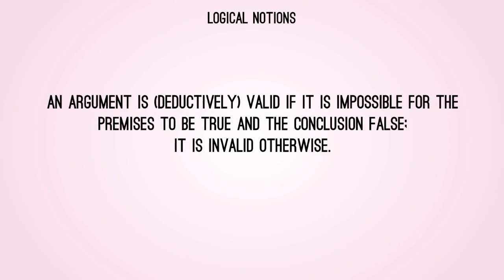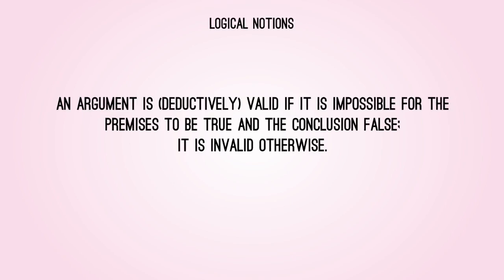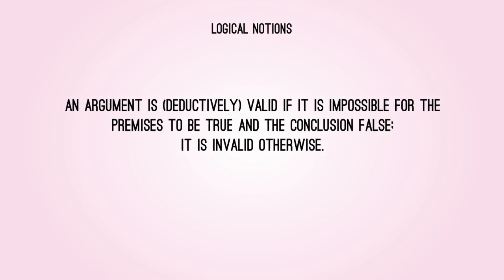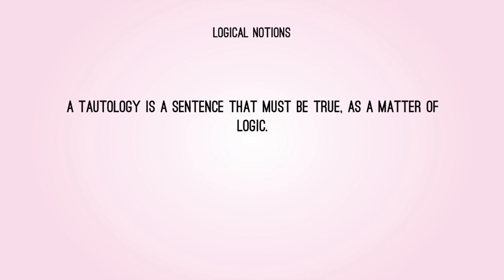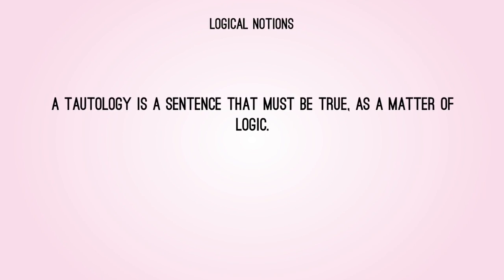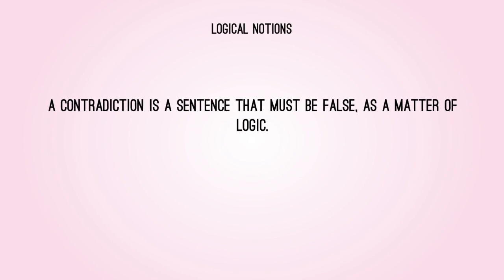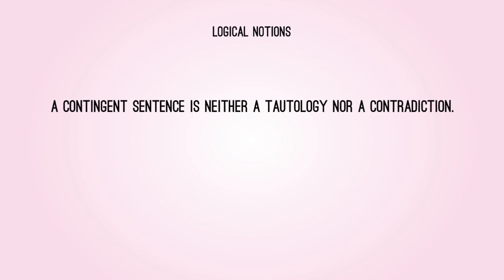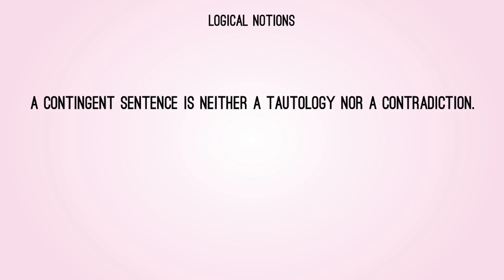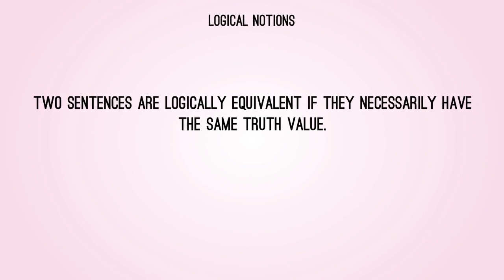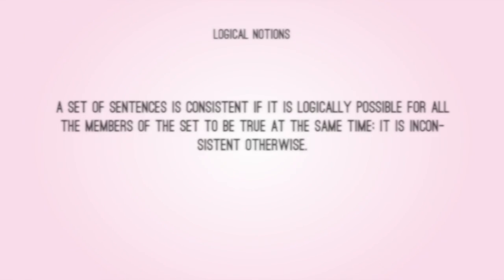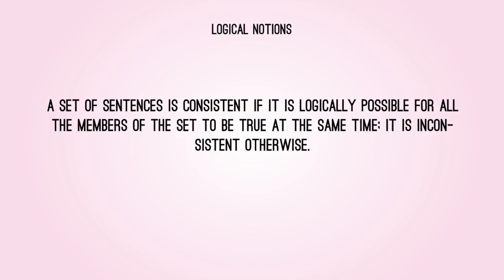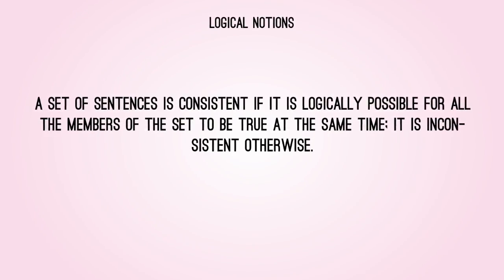Logical notions. An argument is deductively valid if it is impossible for the premises to be true and the conclusion false. It is invalid otherwise. A tautology is a sentence that must be true, as a matter of logic. A contradiction is a sentence that must be false, as a matter of logic. A contingent sentence is neither a tautology nor a contradiction. Two sentences are logically equivalent if they necessarily have the same truth value. A set of sentences is consistent if it is logically possible for all the members of the set to be true at the same time.